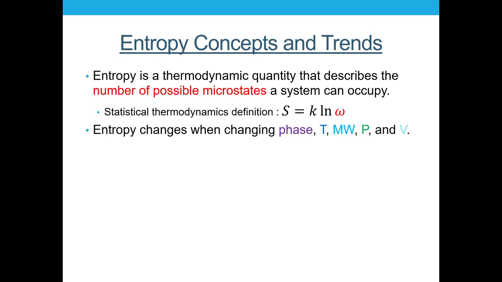So that's the formal definition, and it is great when you need to calculate a number, but for the purpose of this question, we're more looking at different trends and a way to predict how entropy would change if you're looking at different factors. The factors this problem goes through are phase, temperature, molecular weight, molecular size, pressure, and volume. How these change will change the entropy for this problem.